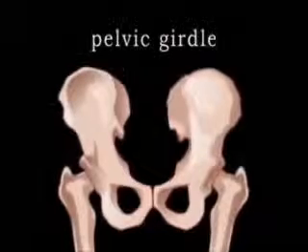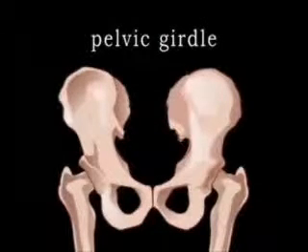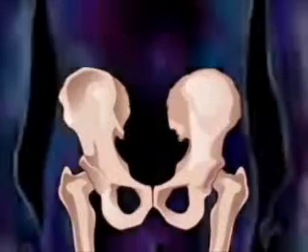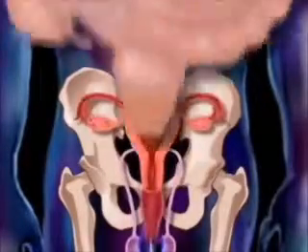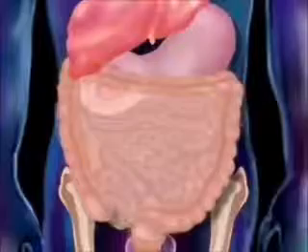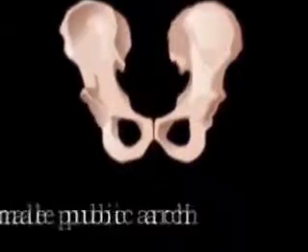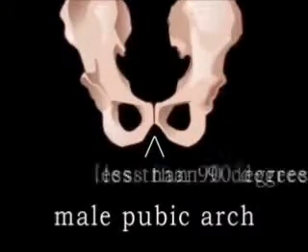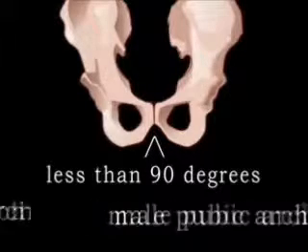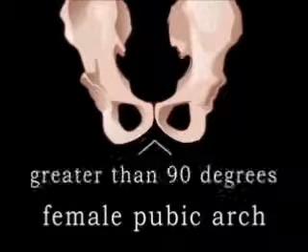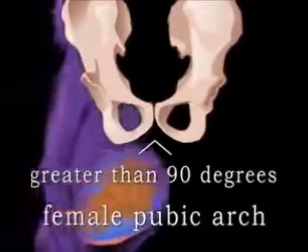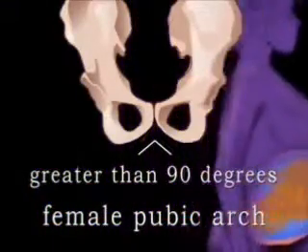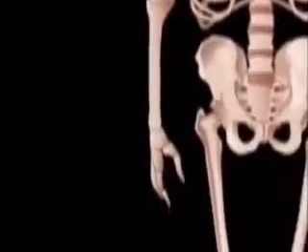The bones of the lower extremities, or legs, are connected to the axial skeleton with the pelvic girdle. It protects the bladder, reproductive organs, lower colon, and rectum. In the male, the pelvic arch is less than 90 degrees, while in the female, it is greater than 90 degrees. That's pretty necessary, actually, in order for a woman to be able to have a child.